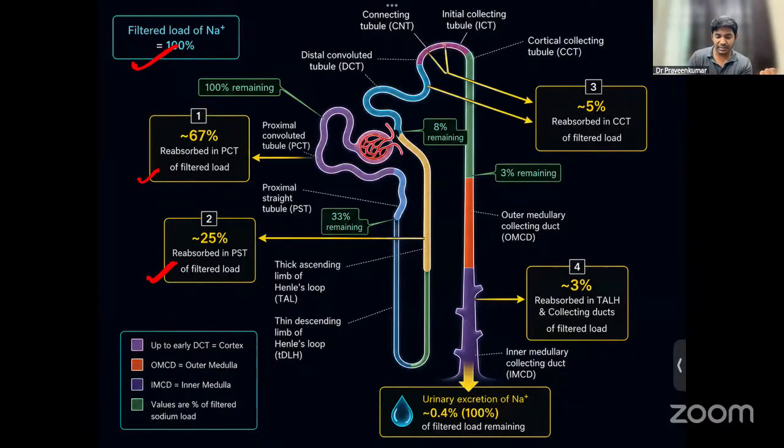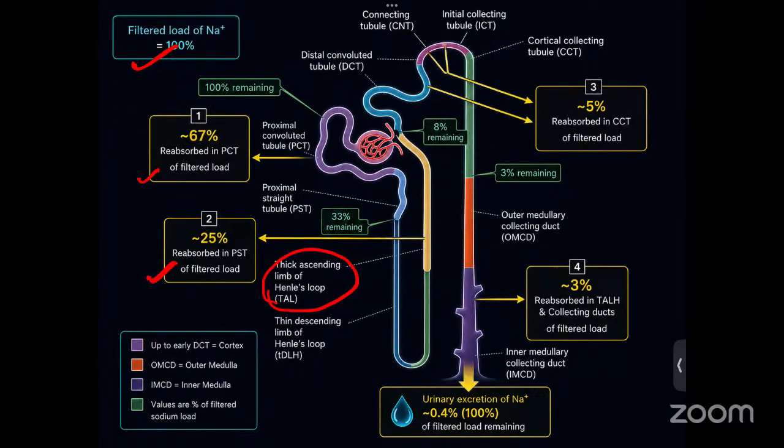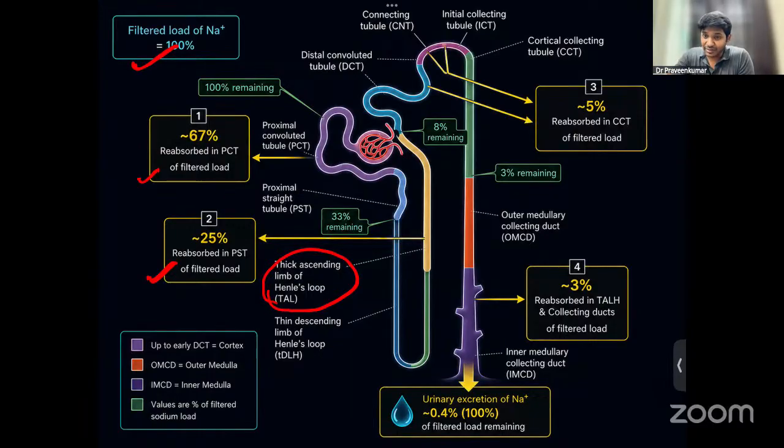25% will be reabsorbed in the thick ascending limb of loop of Henle. Can anyone tell me what is the channel present in the thick ascending limb of loop of Henle, which reabsorbs 25% of the sodium? It is a very important channel which helps with reabsorption and also water reabsorption. Sodium potassium 2 chloride channel, exactly. The NKCC2 channel is present in the thick ascending limb of loop of Henle. So that reabsorbs a lot of salt.